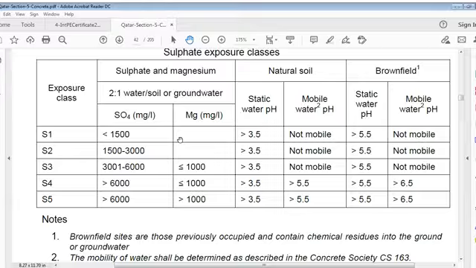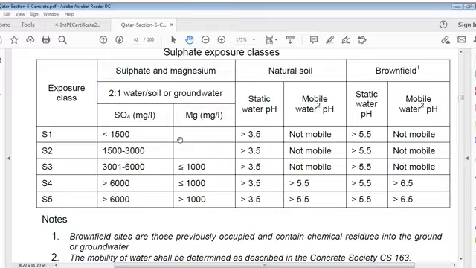No. So greater than 6000, that is SO4, and magnesium less than or equal to 1000 mg per liter. Static water pH is greater than 3.5. Mobile water pH is greater than 5.5. Static water pH is greater than 5.5. Mobile water pH is greater than 6.5.